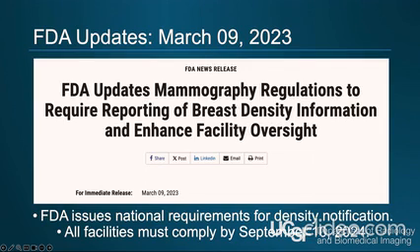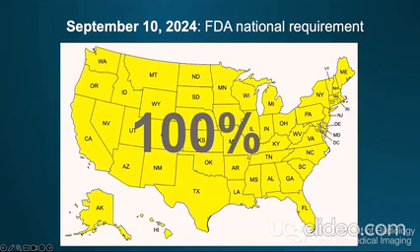So on March 9, 2023, FDA issued national requirements for density notification. By September 10th of this year, all facilities must comply. So again, by September of 2024, the FDA will require all facilities to include one of 2 statements: one for patients with dense breast tissue and one for patients with non-dense breast tissue.